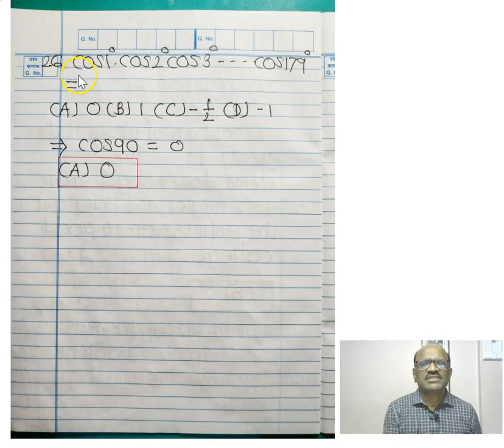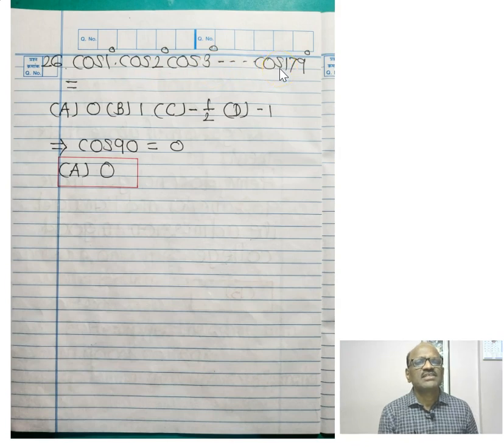Now next is a very simple question. That is cos of 1 degree, cos of 2 degree, cos of 3 degree, up to cos of 179. Therefore, in between there is an angle, cos of 90, which will come here, and the whole product becomes 0. Therefore, option A is the correct one.